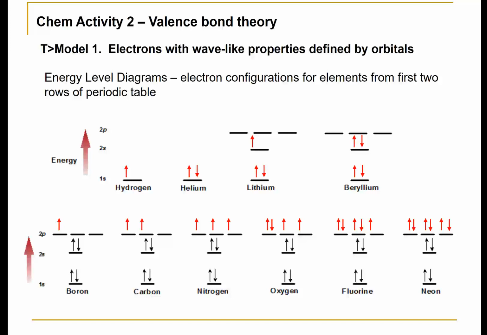So this is the beginning of looking at valence bond theory. In the next video, we'll see how understanding a little bit about valence bond theory allows us to understand something of chemical bonding, including sigma bonding and pi bonding.